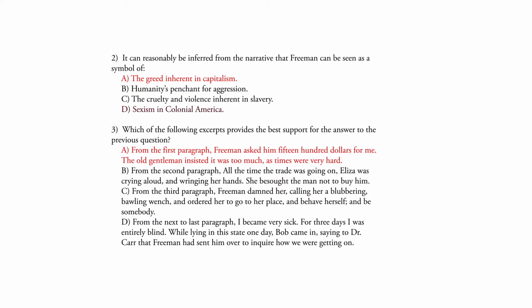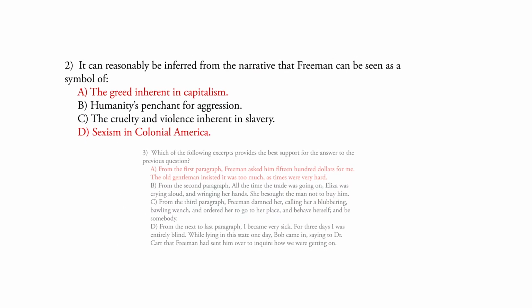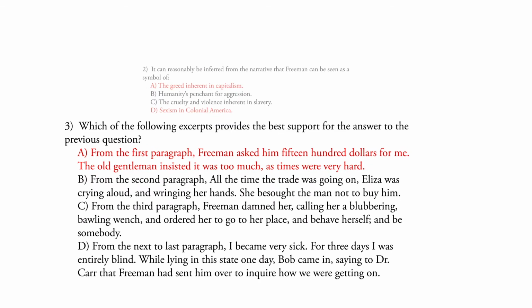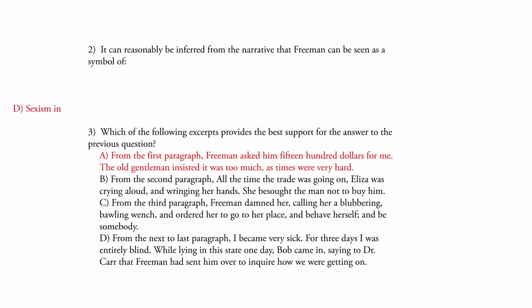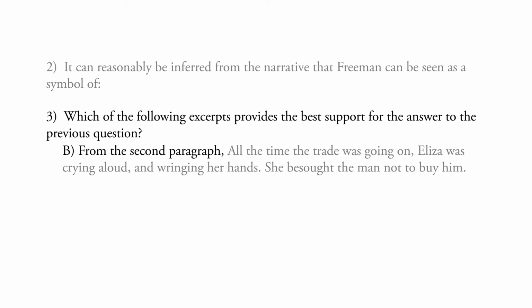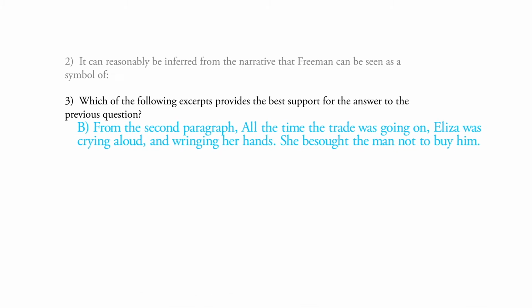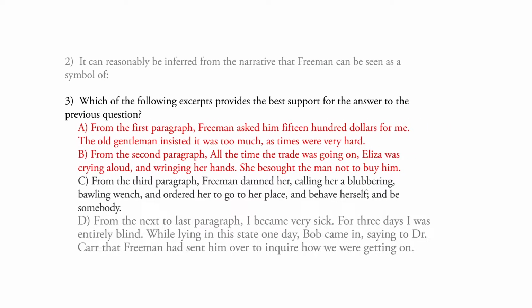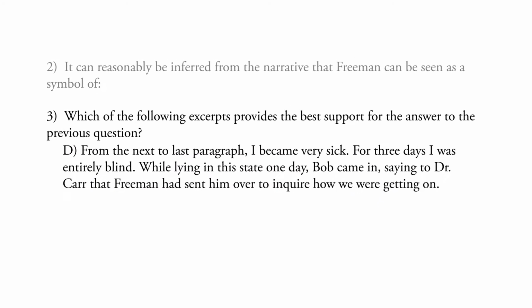Okay, so at this point, you need to decide, are you going to keep eliminating choices from number 2 or number 3? I think in this case, it's actually easier to look at number 3. So let's look at choice B. "All the time the trade was going on, Eliza was crying aloud and wringing her hands. She besought the man not to buy him." Well, this is more about Eliza than Freeman, so this isn't helping us to answer the question. So it's out.